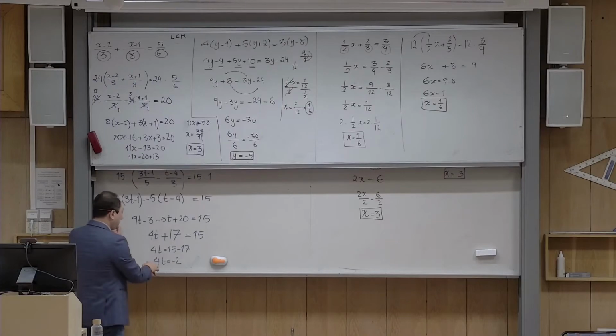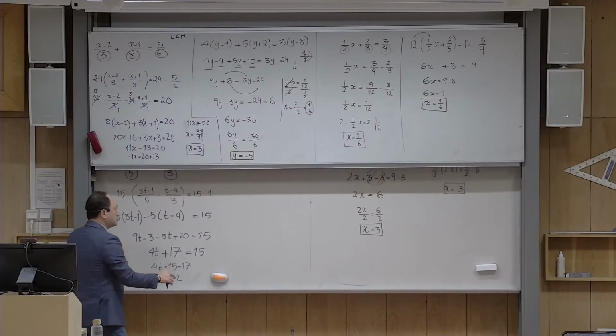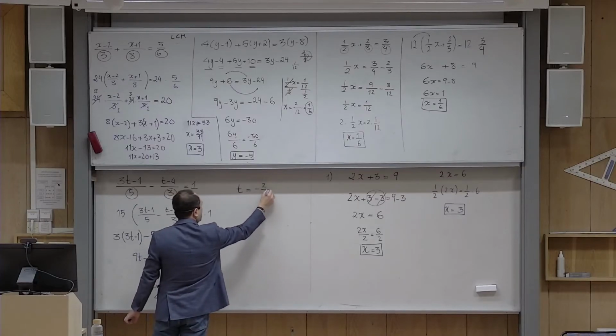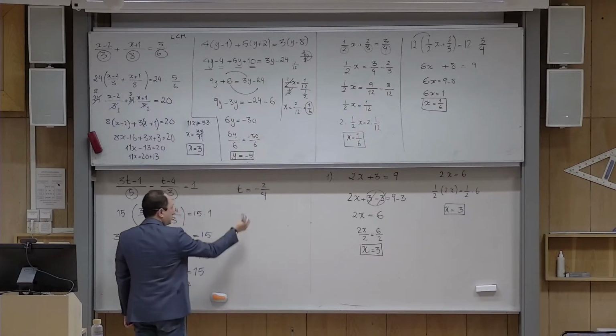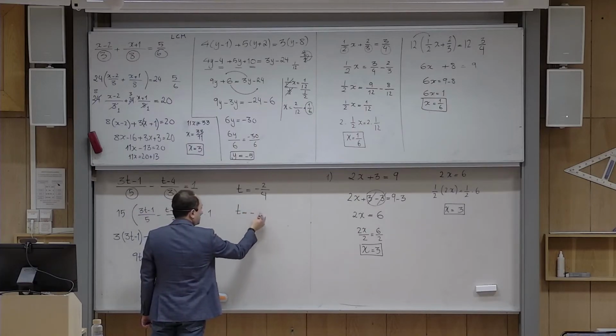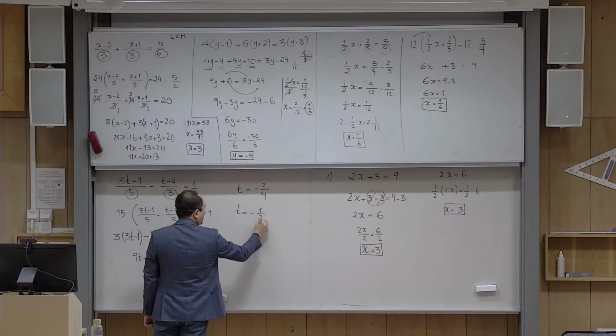And then I want to make t alone. So here I have to divide by 4. So t becomes minus 2 over 4. That's the correct answer. But I always prefer to work with fractions, not decimals. So I will keep it like this.